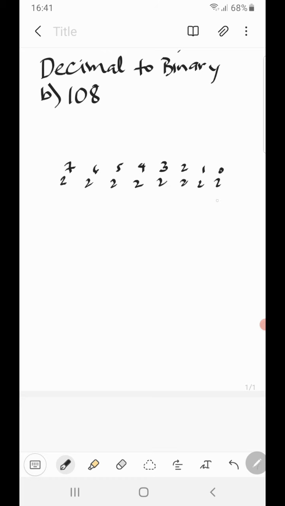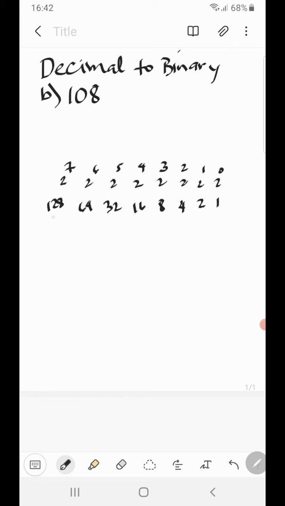2 to the 0 power will give you an answer of 1, 2, 4. 2 to the 3 will give you an answer of 8. 2 to the 4 will give you a value of 16, 32, 64, 128. So where did I get this one? From this one, 2 to the 0, 2 to the 1, 2 to the 2, 2 to the 3, and so on. Okay, now we're given 108.